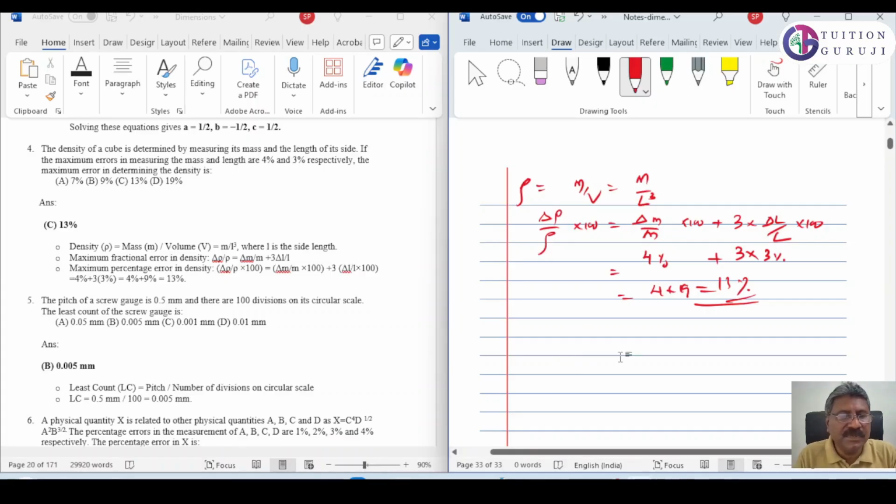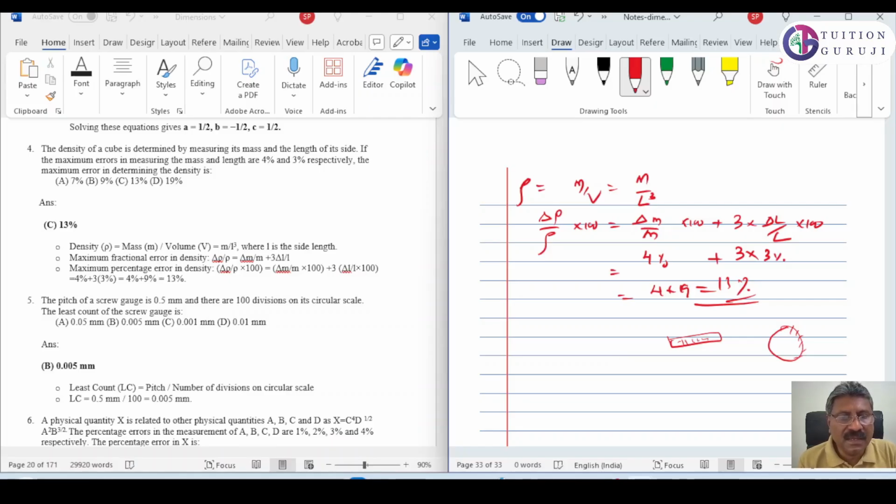Next, the pitch of a screw gauge is 0.5 mm and there are 100 divisions on its circular scale. We know there's a screw gauge. In the screw gauge, there's a circular scale, and on that, divisions are there. Then there is a main scale also. In this, divisions are there.